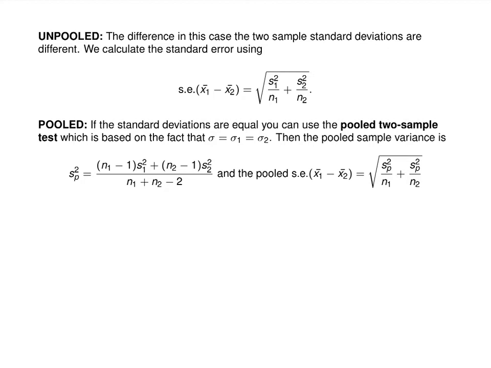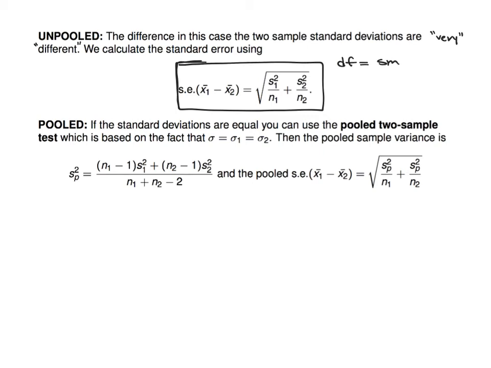All right, now we have two cases, much like we did for the confidence intervals. So the unpooled procedure: in this case, the two sample standard deviations are assumed to be different. And we should really say different in quotes, because they're probably often going to be different, but if they're very different, very can be hard to quantify. You're going to use this to find the standard error. And in this case, the degrees of freedom is equal to the smaller of N1, N2, take away 1.